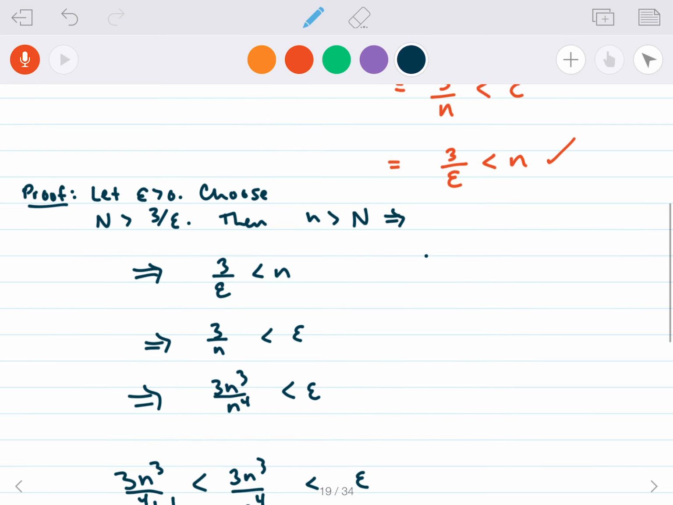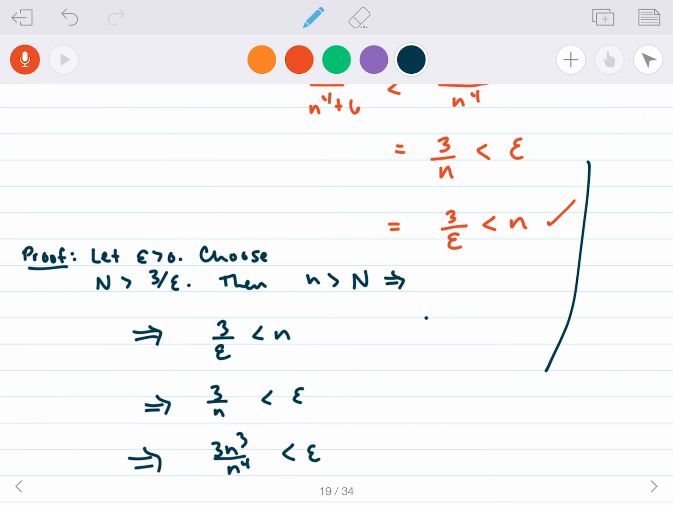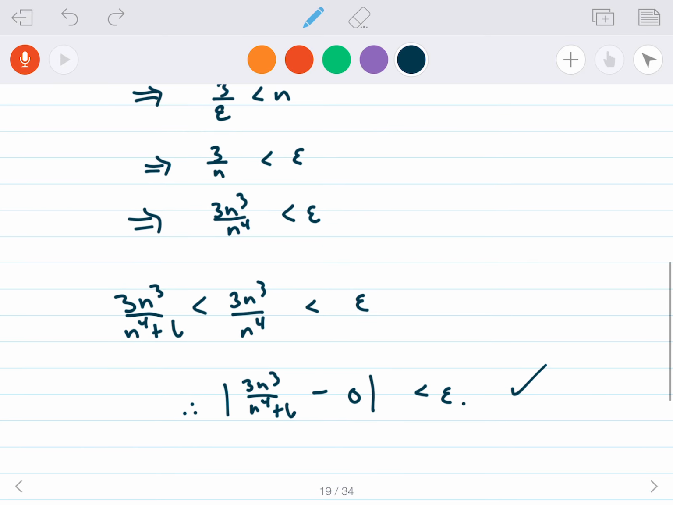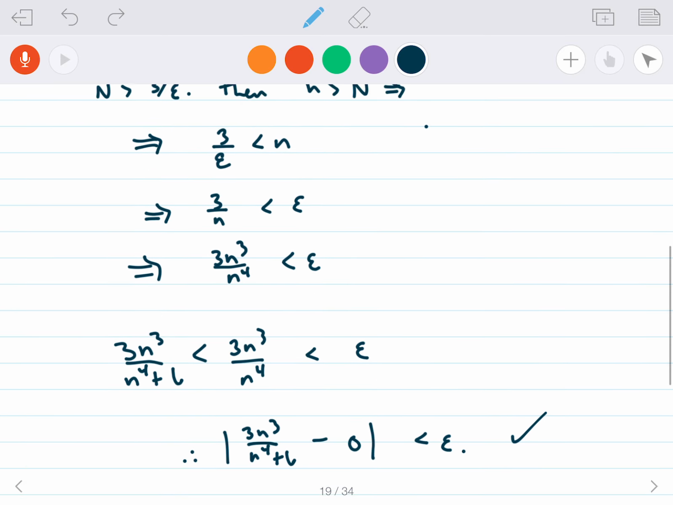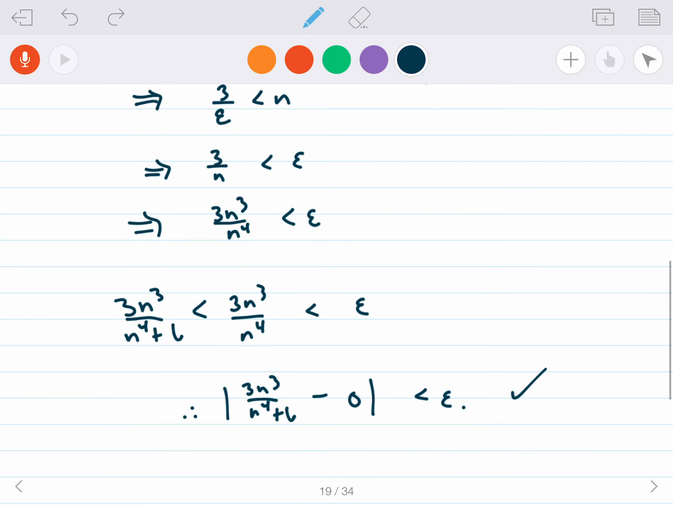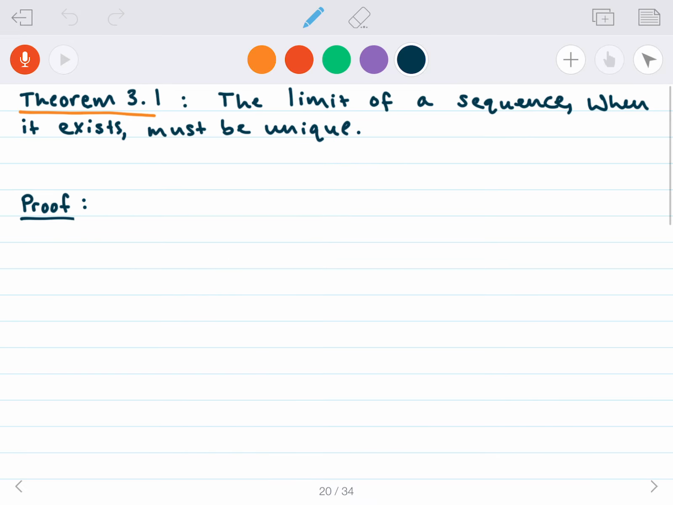All right, so that's the idea of bounding in these epsilon N proofs. So if you can't get a little n bigger than something, like we did here, you're going to want to do some bounding tricks and argue that way. All right, so let's look at a theorem here.